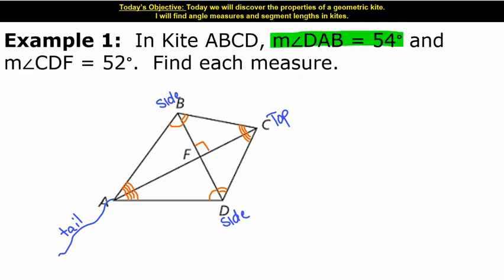They told me the measure of angle DAB is 54 degrees. Let's find DAB. So from D to A to B, that angle there they told me is 54 degrees. I know it is being divided in half by that top to tail diagonal. So 54 divided in half, each of those angles is 27 degrees. Okay. They also told me the measure of angle CDF is 52 degrees. Let's find CDF. So C to D, D to F. All right, we have 52 degrees right here. I know that's going to be the same as across that diagonal to the other side.